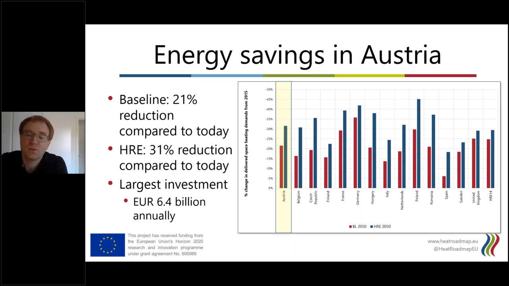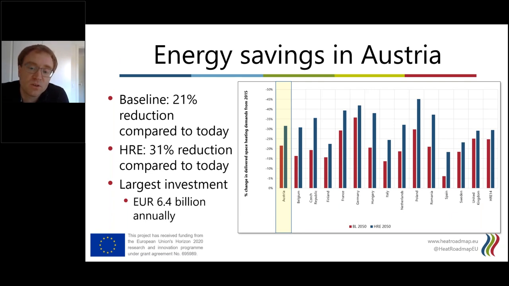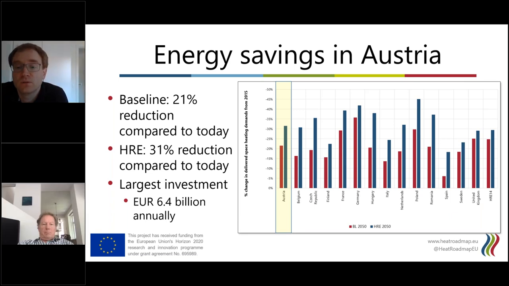So here we can see on the very left, the Austrian case, where we can see the baseline reduction around 21% compared to today. And today is around 2015, which is the reference year for the base case. And we can see that potentially a 31% reduction compared to today could actually be feasible from a socioeconomic perspective. But it also is the largest investment we have in these scenarios when we look into the future. It is around 6.4 billion annually, so it's a heavy investment. But this is total, it's not additional.